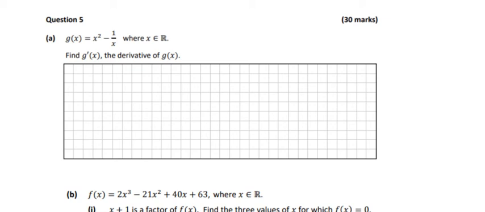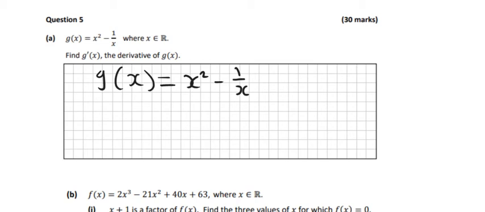Hi folks, so this is question 5 and it's differentiation. So the first one, it just gives us a function and we just need to differentiate both terms separately. So f of x equals x squared minus 1 over x.